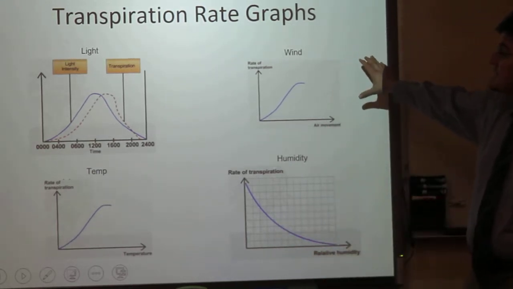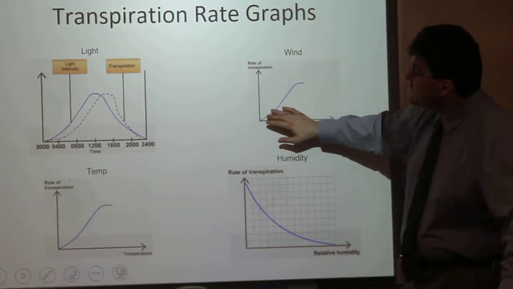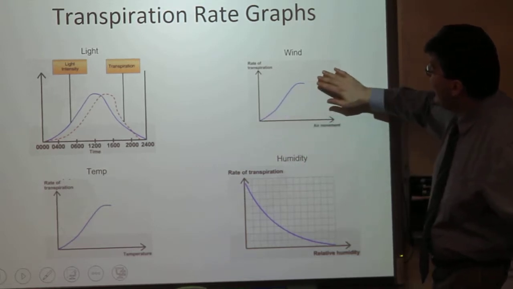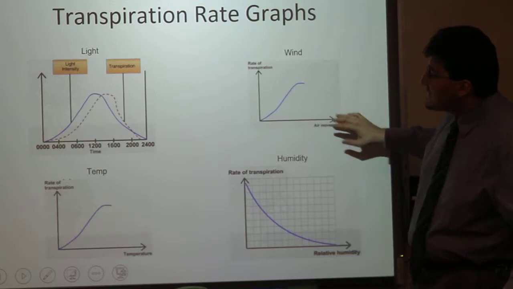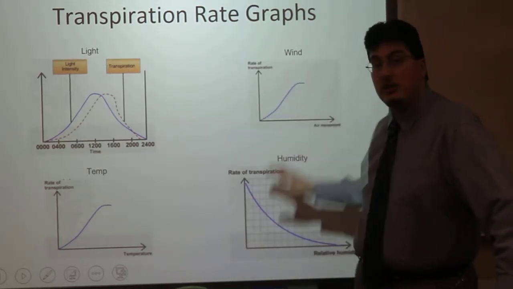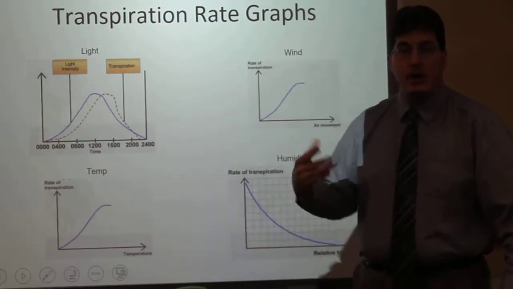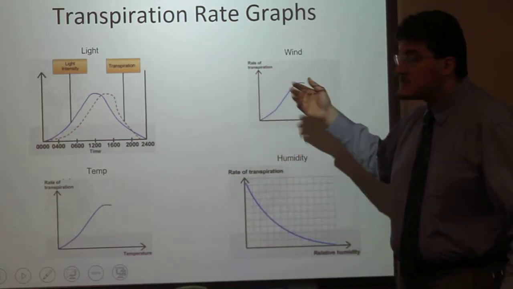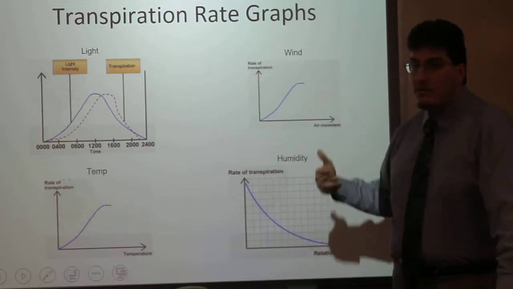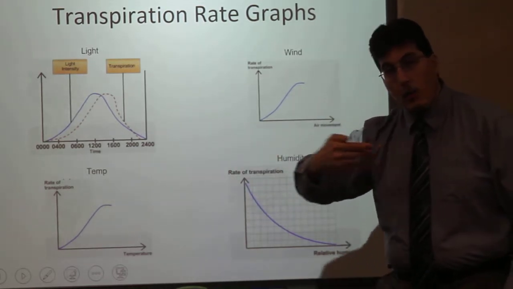Now, wind is going to be the same thing. It's going to look very much similar to the temperature graph, and this movement of air is going to be on our x-axis instead of temperature. This is going to be the same sort of idea as humidity though. Instead of kinetic energy fueling our rate of diffusion, it's going to be the steepness of our concentration gradient like humidity was. So air movement is going to take the water vapor in the atmosphere away from the underside of the leaf.